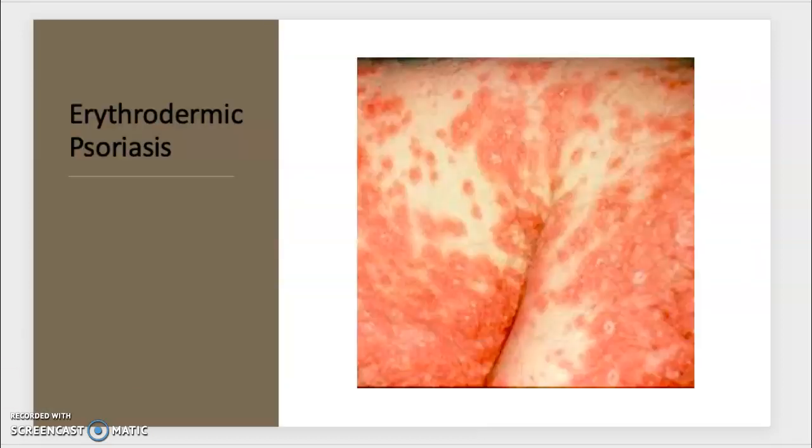Finally, we have erythrodermic psoriasis, and this type of psoriasis is a severe form of psoriasis that can lead to widespread fiery redness over most of the body. It can cause severe itching and pain and make the skin come off in sheets. It is rare, though, occurring in only 3% of people who have psoriasis during their lifetime, and it also generally appears in people who have unstable plaque psoriasis.